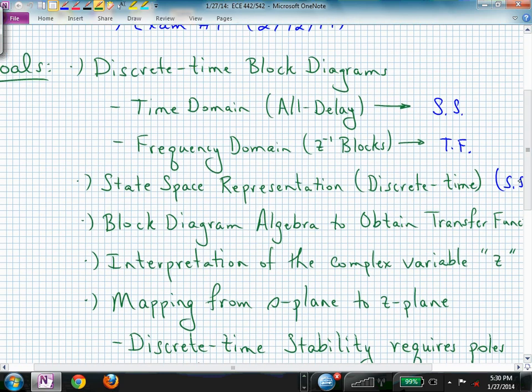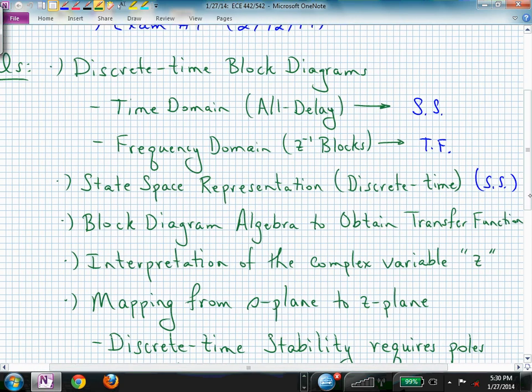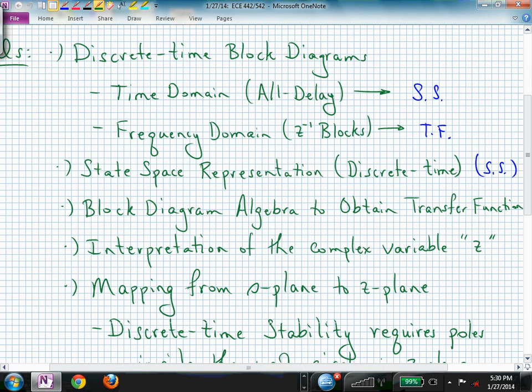To get there, we have a long list of topics to cover today. We'll start with a block diagram in discrete time, which will be based on the difference equation, the second order linear difference equation that we introduced last time. We'll look at that in the time domain, which is an all delay block diagram. And if we label that diagram properly, that will nicely allow us to write down a state space representation from that block diagram, a discrete time state space representation.